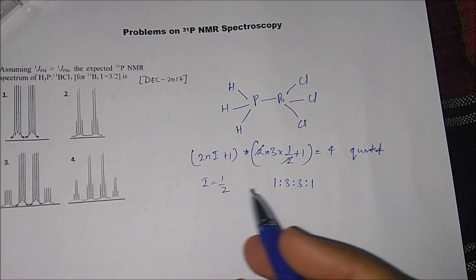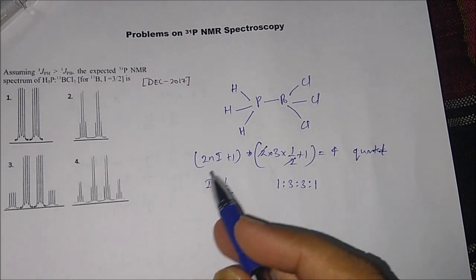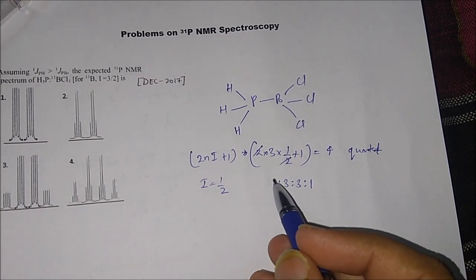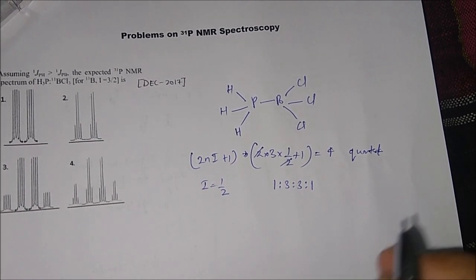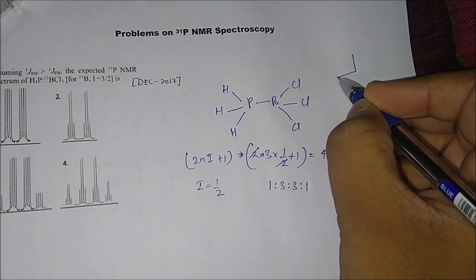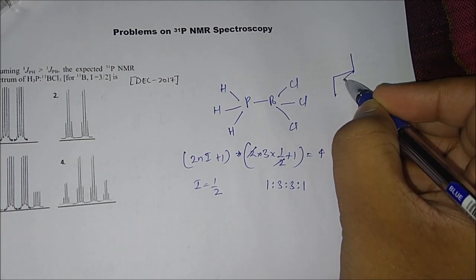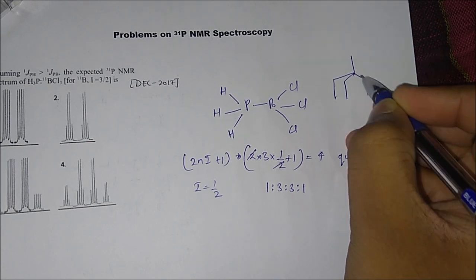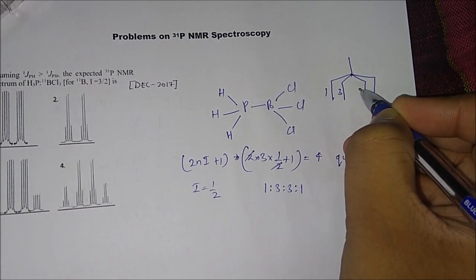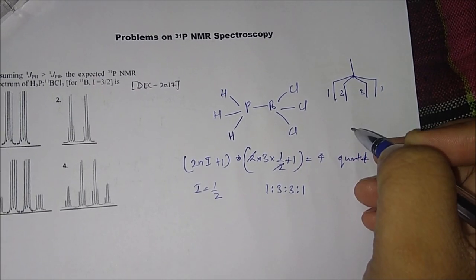So if the I value is 1 by 2, and you are getting a quartet, then the ratio will be 1 ratio 3 ratio 3 ratio 1. That means the splitting will occur in some way like this. So you will get a splitting into four things. The ratio will be 1 for it, 3 for it, 3 for it, and 1 for it.